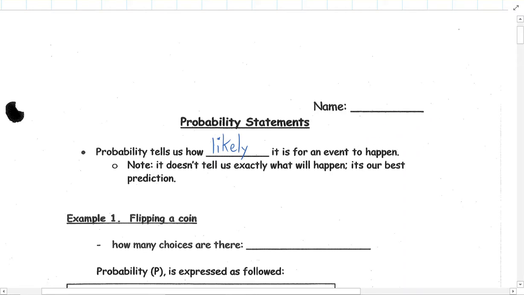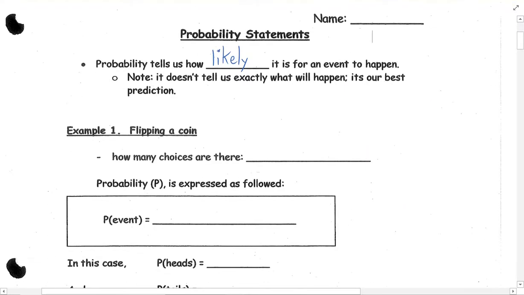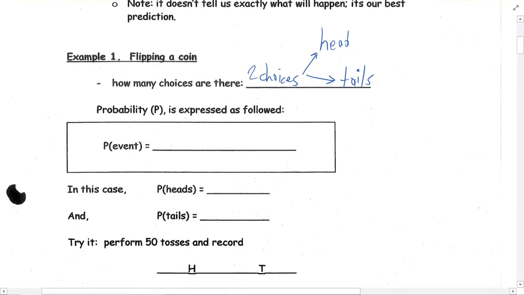So let's look at a few different examples. Okay, flipping a coin. So how many choices are there when you flip a coin? There are two choices. Okay, there's two sides to the coin. You can have a choice of getting the head, okay, the queen's face, or a choice of tails, which on a nickel is the beaver tail. Okay, so heads or tails.